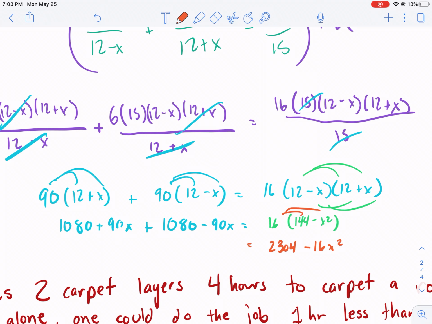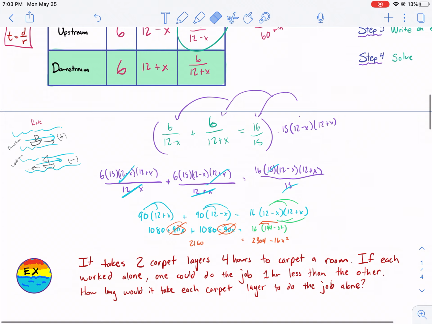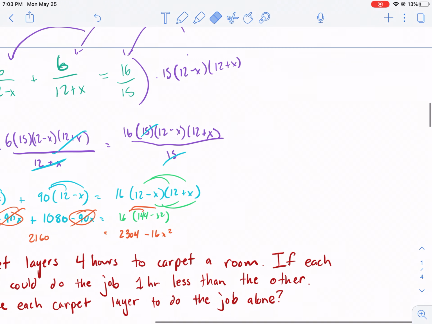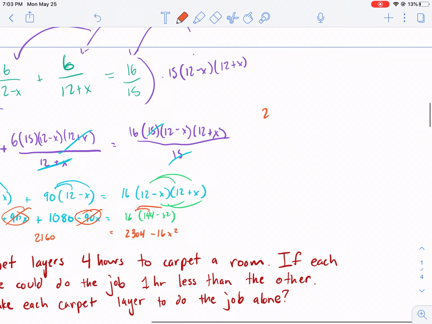Now let me combine 1080 plus 1080. 1080 times 2 gives us 2160. Then we have a 90x and a minus 90x, and those are going to cancel. So we're almost done with this problem. Rewritten over here, we have 2160 equals 2,304 minus 16x squared.